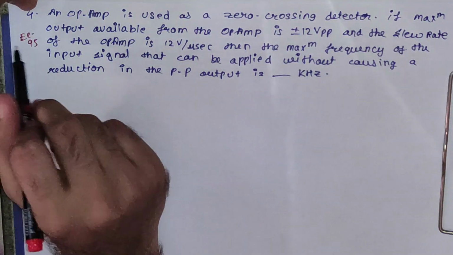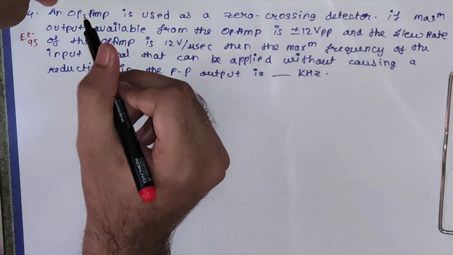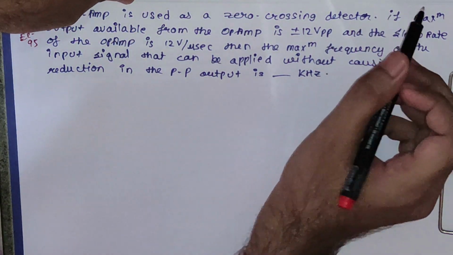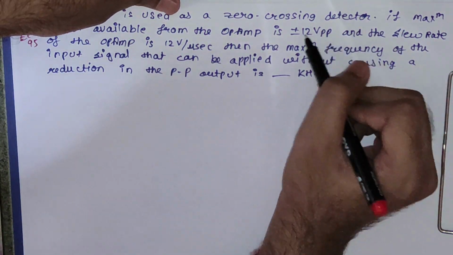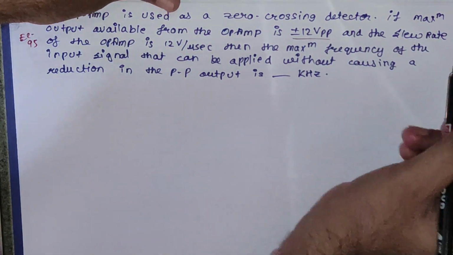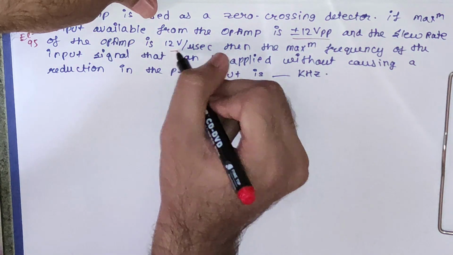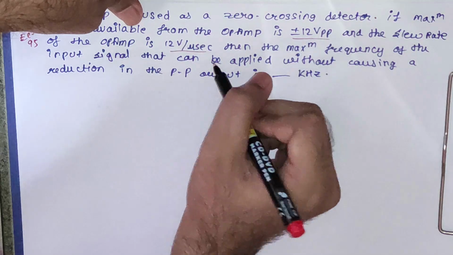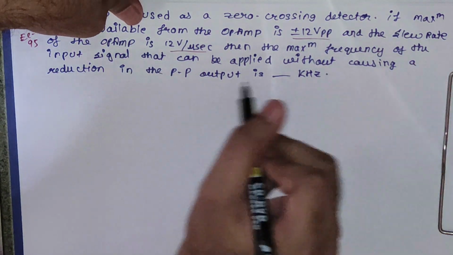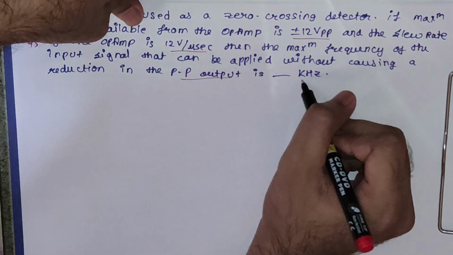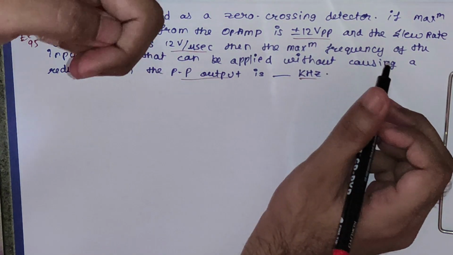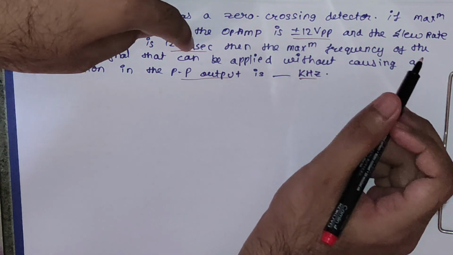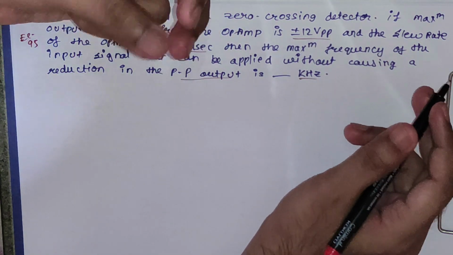Okay, now let us see the sum on slew rate. This is of EC 95. An op-amp is used as a zero crossing detector. If the maximum output available from the op-amp is 12 volt peak to peak and the slew rate of the op-amp is 12 volt per microsecond, then the maximum frequency of the input signal that can be applied without causing a reduction in the peak to peak output, in kilohertz, is? So basically here we are given the output of the op-amp and the slew rate, and we have to find the maximum frequency of the input signal.